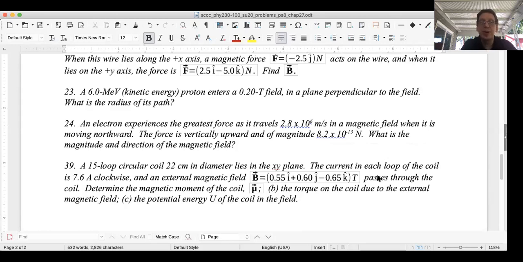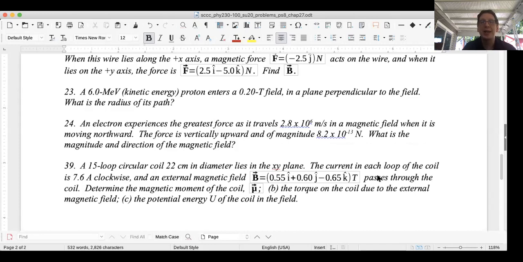And that brings us to our last problem, number 39. A 15-loop circular coil. With the magnetic dipole moment, the number of loops in the coil works as a multiplying factor. So mu is equal to I times A if it's one loop. If there are n loops, then mu is equal to n times I times A. So you'll need that to figure out the magnetic moment. The current in each loop of the coil is 7.6 amps clockwise. So again, use the right-hand rule to figure out the direction of the magnetic moment. And an external magnetic field passes through the coil. So determine the magnetic moment of the coil, that's magnitude and direction.